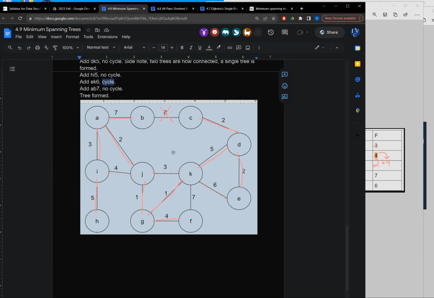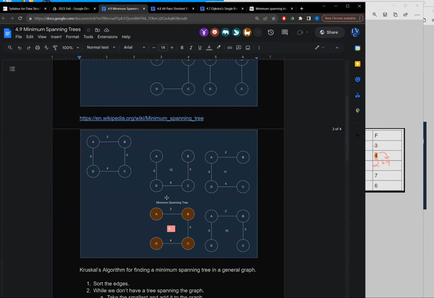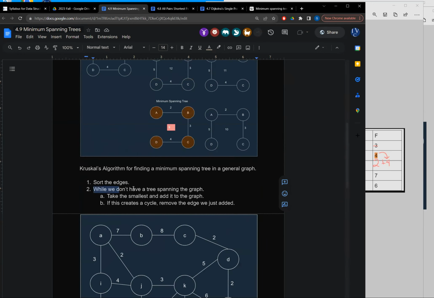No, we stop processing. Right, here's our loop condition: while we don't have a tree. Depending on the graph, we may need to process every edge to get to that point, or we may only need to process v minus 1 edges to get to that point.